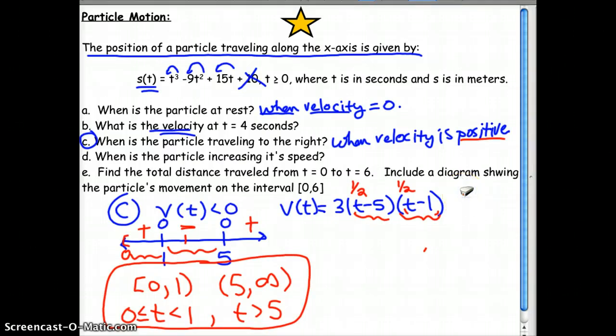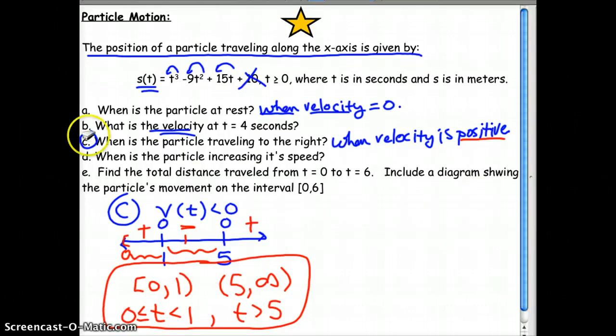Now I'm going to leave that timeline up there for doing part D, or that velocity line. For part D, I'm looking for when the particle's increasing in speed. And I talked a little bit before about what needs to happen: your velocity and your acceleration have to either be both positive or both negative for my speed to be increasing. So what I need to do now, I haven't dealt with my acceleration yet. I need to go get my acceleration model.